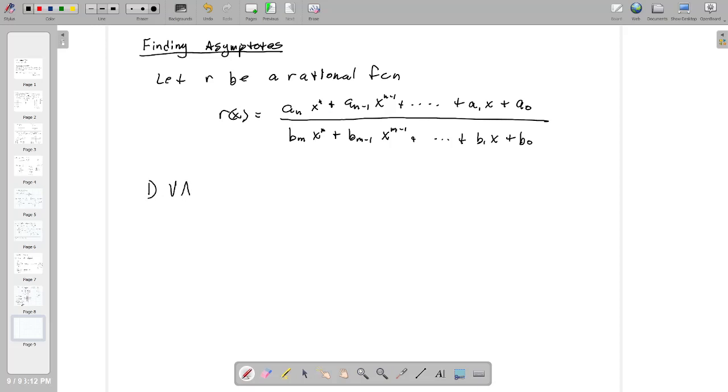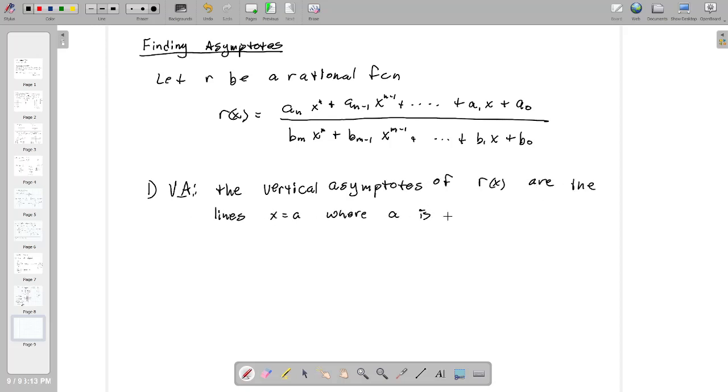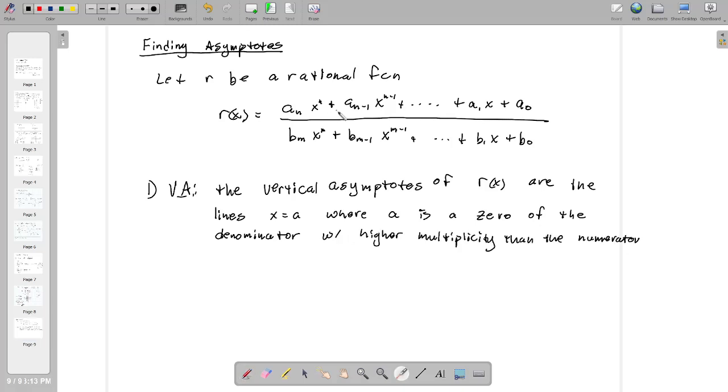1. Vertical asymptotes. The vertical asymptotes of R of x are the lines x equals a, where a is a zero of the denominator with higher multiplicity than the numerator. So what I mean to say here is that it's possible for x minus a to be a factor of both the numerator and the denominator. If the denominator has a higher multiplicity for that factor, if x minus a has a higher multiplicity in the denominator than it does in the numerator, then it is a vertical asymptote. If it has a higher multiplicity in the numerator, then it's not. It just means that it's outside the domain, but it just creates a hole in the graph.